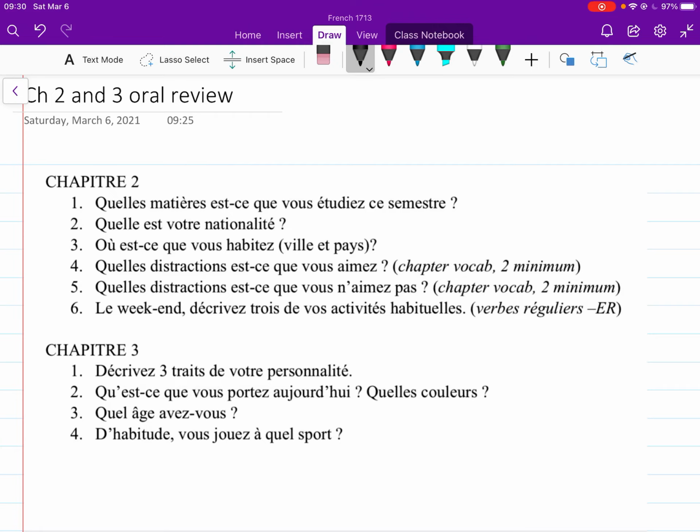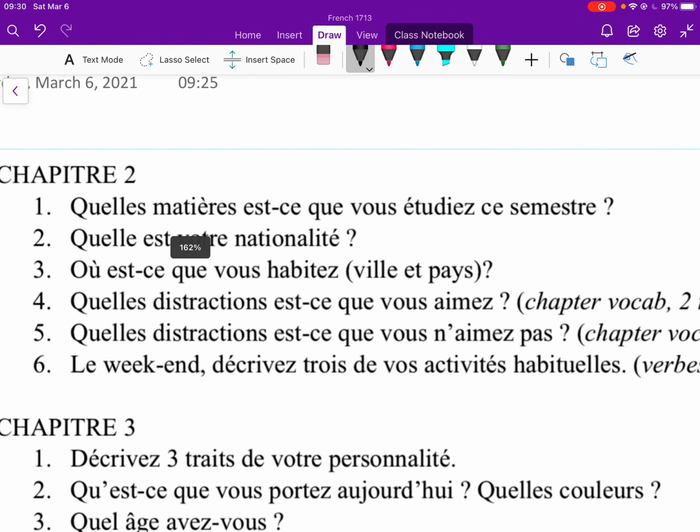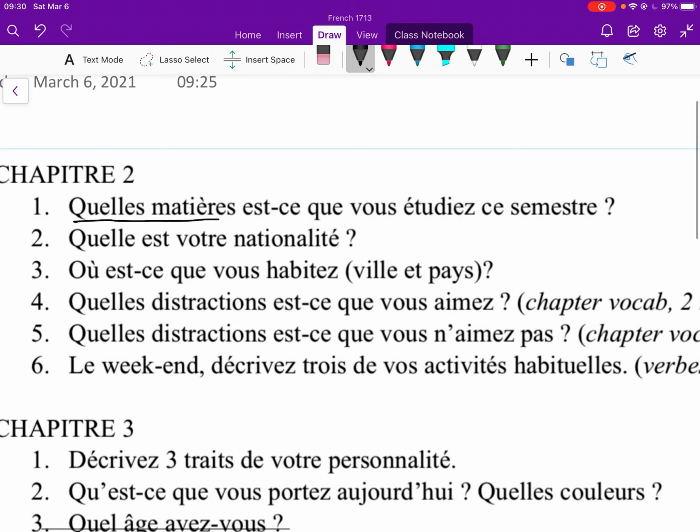So if we look at quelle matière est-ce que vous étudiez ce semestre, we find the question word. We have quelle matière, which is part of your vocabulary. Matière, go back in your book and figure out that one. That one's academic subjects. So which subjects? Notice here that it's plural. So I'm asking you to mention not just one, but multiple. Est-ce que, that's just my indication that's a question, right?